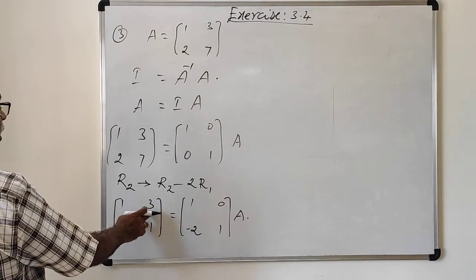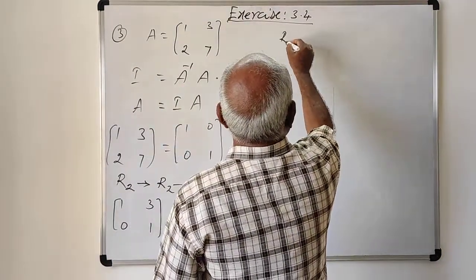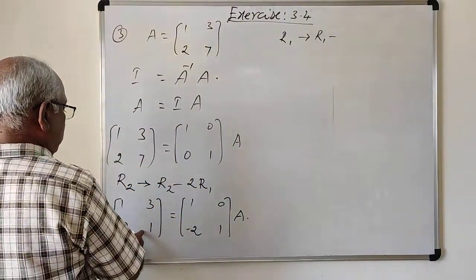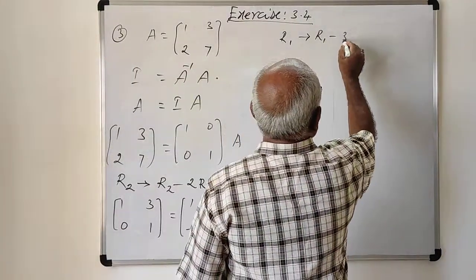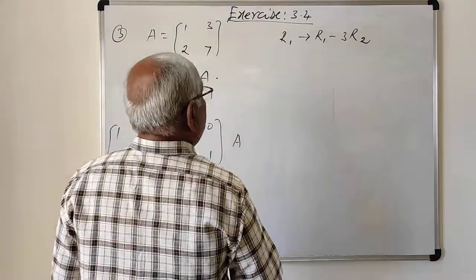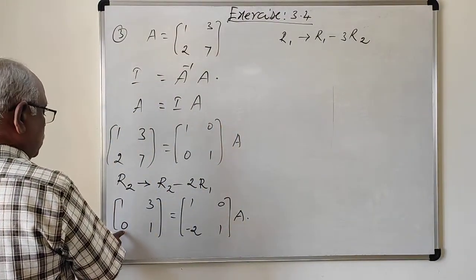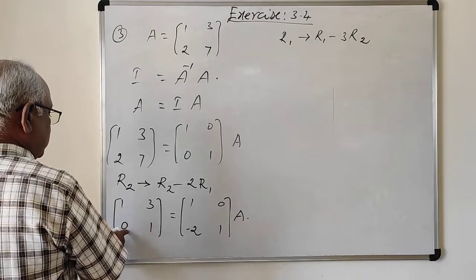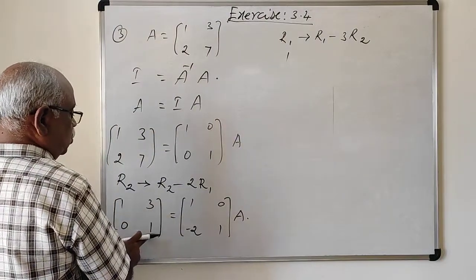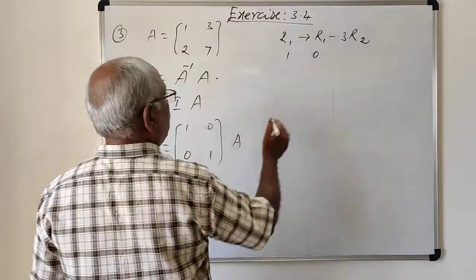Similarly, you convert this 3 into 0. For that, R1 is R1 minus 3R2. You multiply the elements of R2 by 3 and subtract from R1. 3 into 0 is 0, 1 minus 0 is 1. R1 is 3, R2 multiplied by 3 is 3, 3 minus 3 is 0. And the second row is 0, 1.